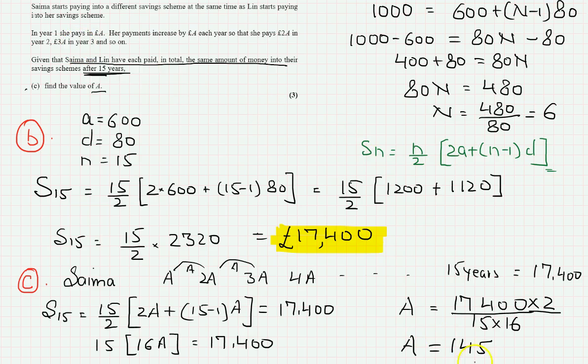So Saima started paying with 145. Then next year she pays double. Then she kept increasing this: 2A, 3A, 4A. That is a multiple of 145. So the value of A is 145. So this is the answer of C and this is the answer of B. This question is worth 3 marks.